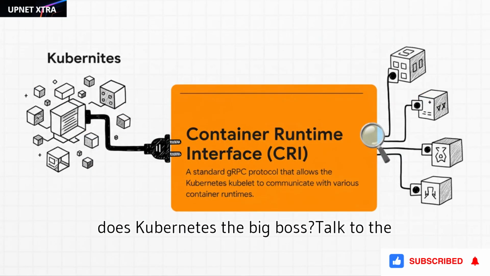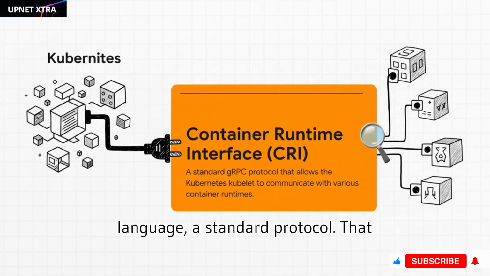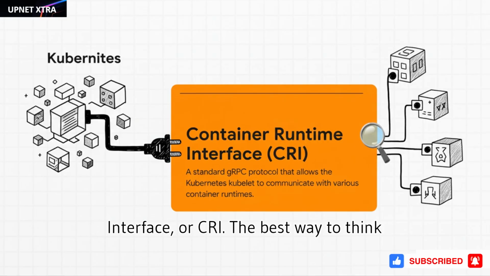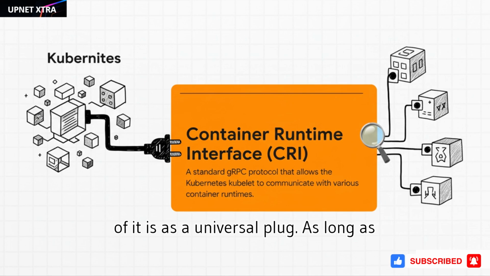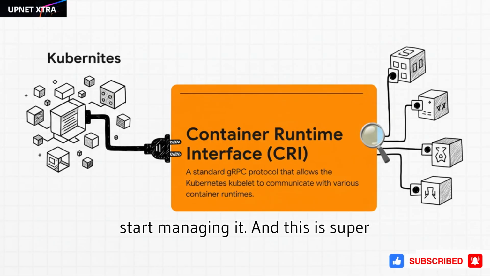Now, how does Kubernetes, the big boss, talk to the little worker bees that are actually running the containers? It needs a common language, a standard protocol. That standard is called the Container Runtime Interface, or CRI. The best way to think of it is as a universal plug. As long as a container runtime has the right socket, Kubernetes can plug right in and start managing it.